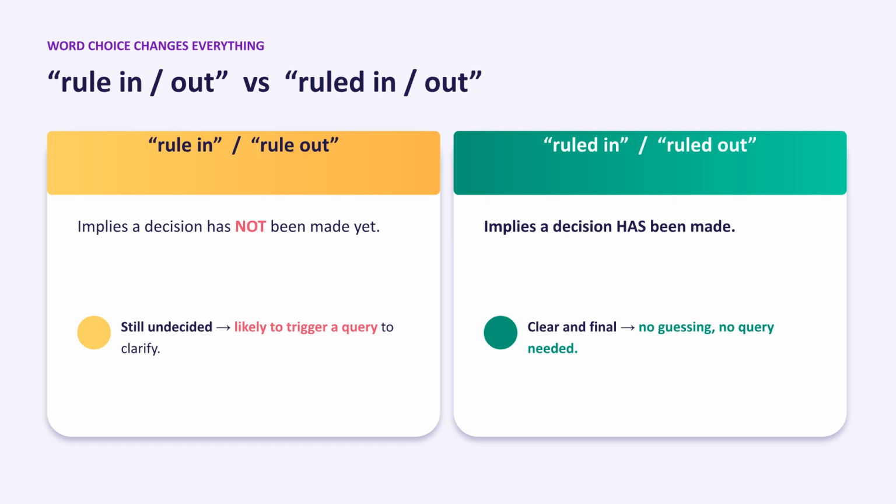Rule in or rule out implies you are still deciding, which often triggers a query. Ruled in or ruled out implies a decision has been made. It is clear and final, sparing you the query. If you have reached a decision, always use the past tense, ruled.